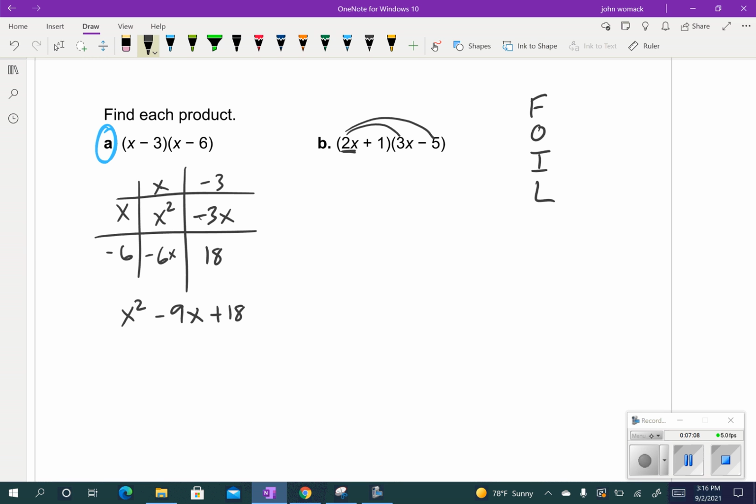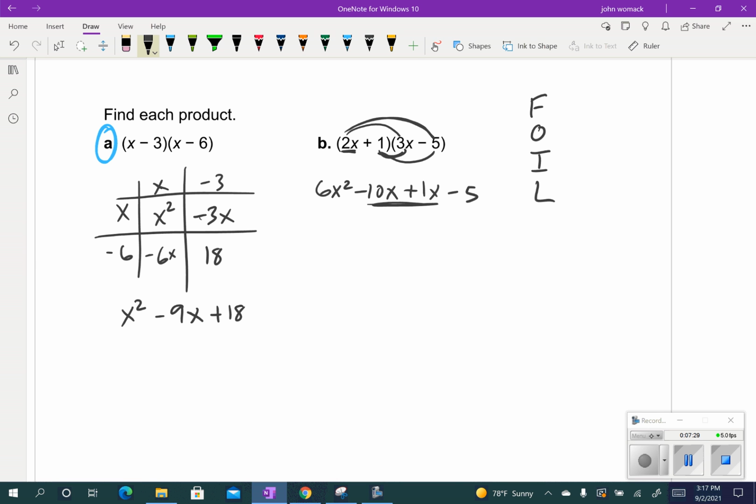So 2x times 3x is 6x squared. And then I times the 2x by minus 5. That's a minus 10x. Then take the second term and distribute it through: 1 times 3x is 1x, and 1 times the minus 5 is a negative 5. Okay, now combine like terms.